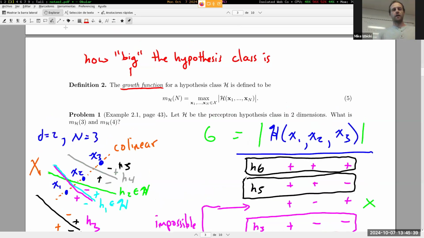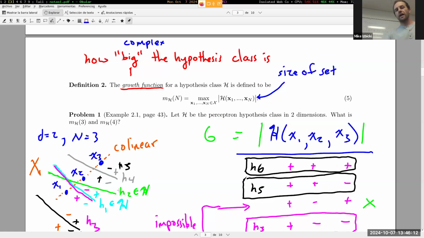And you'll see big and complex both being used sort of as synonyms throughout the textbook here. So how big the hypothesis class is, or how complex the hypothesis class is. And the definition here is based off of the dichotomies. So you have to understand what the dichotomy is in order to understand this growth function. And again, the vertical bar right here indicates the size of the set.